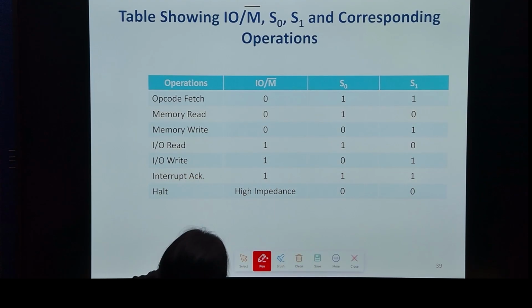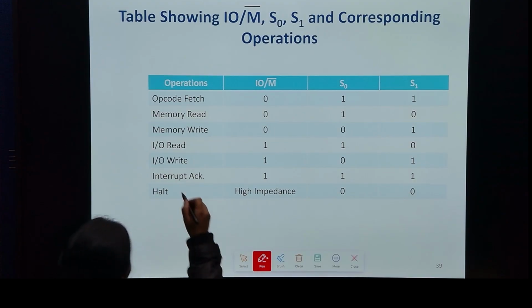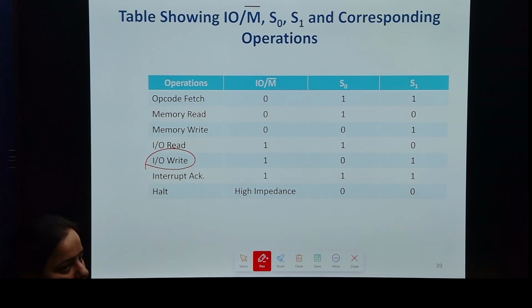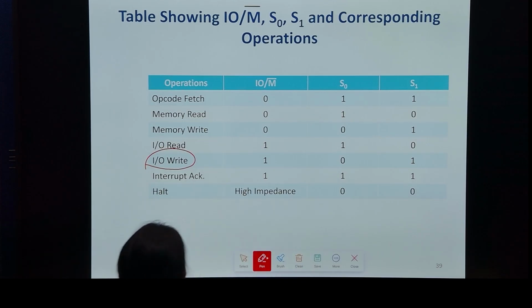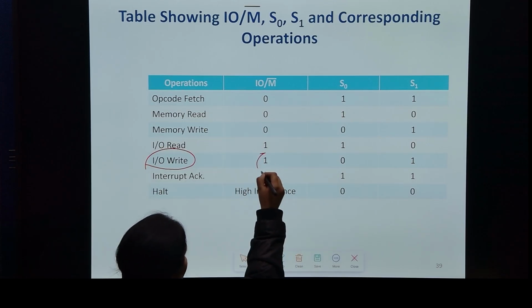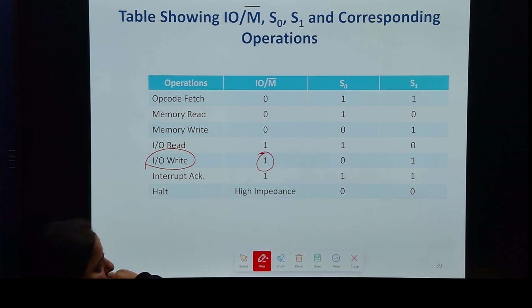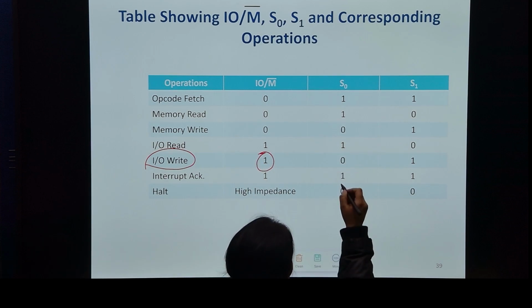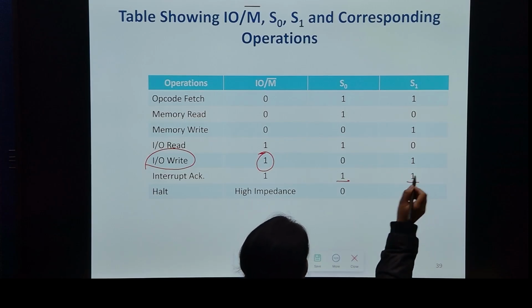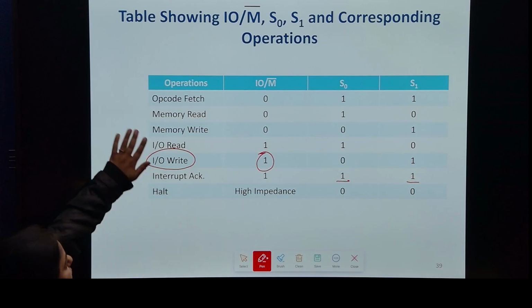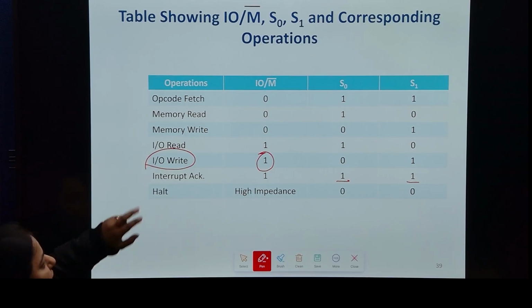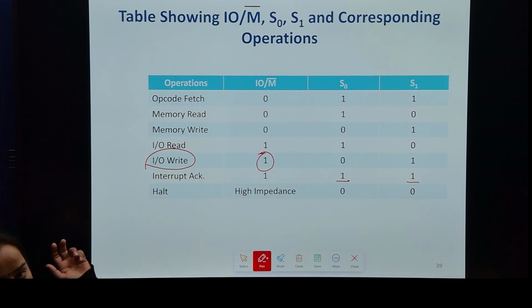Similarly, we can take another example. Let's say input output write operation. For performing input and output write operation, what do we have to do? We have to provide an active high signal at input output memory complement, and for writing operation, S0 is 1 and S1 is 1. Similarly, we can calculate the values for memory write, input output read, interrupt acknowledge and halt signal.